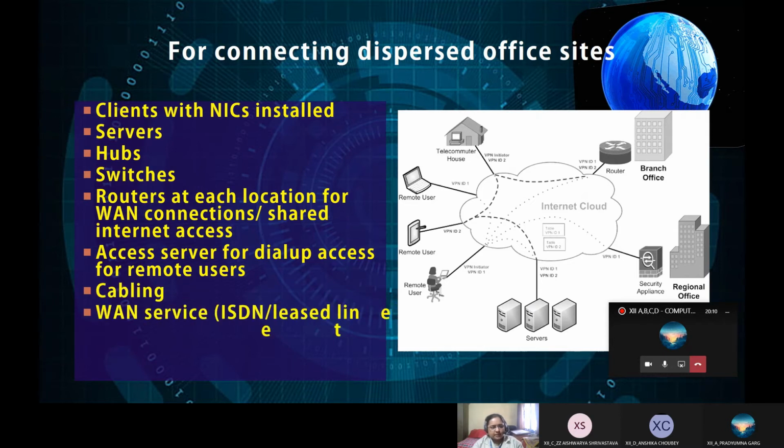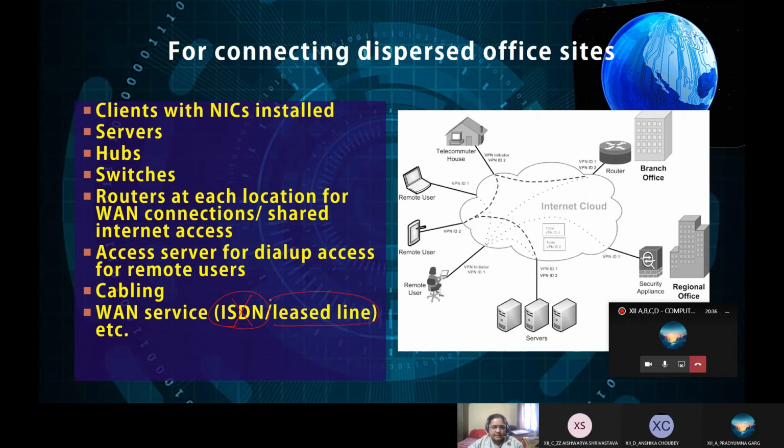cabling, WAN service, that is ISDN. Now, ISDN is an obsolete technology, students, which provided a maximum speed of only up to 128 kbps, not even mbps. So ISDN is a complete no, but according to theory, we will go with ISDN.